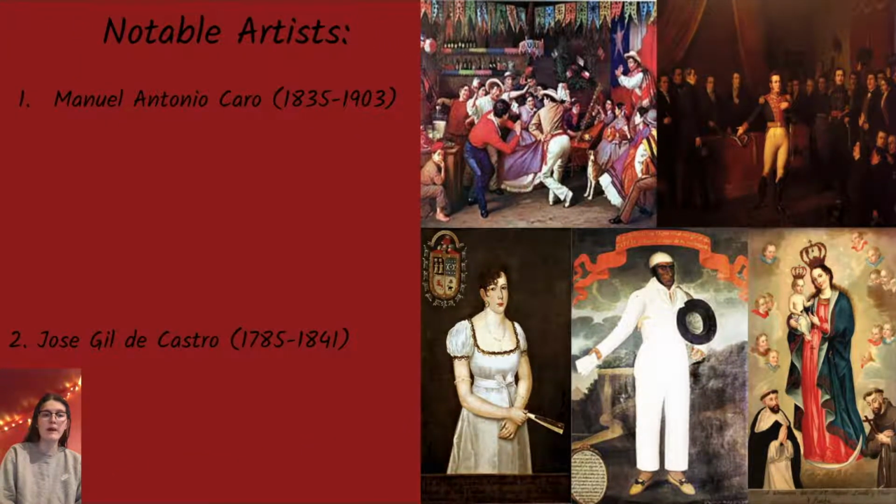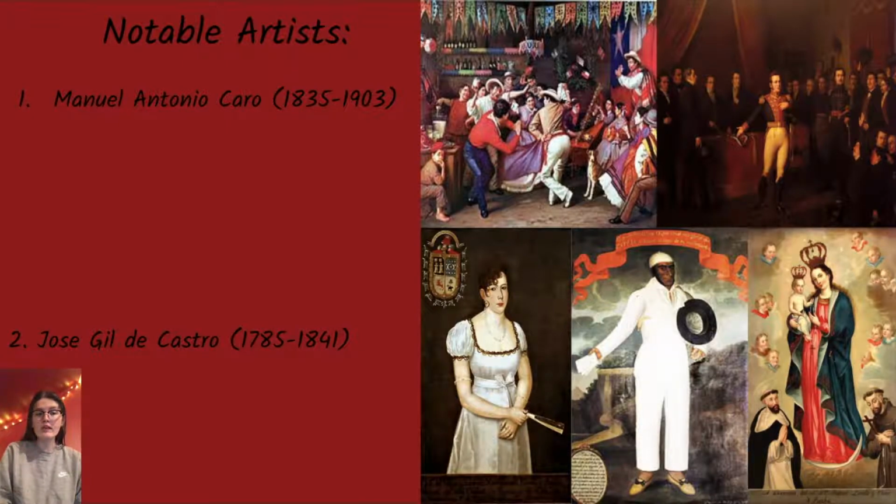First, we have Manuel Antonio Caro, who is well known for his painting Zamacueca, which is the picture here in the top left corner. He's considered to have introduced the costumbrista style of painting, which is a literary or pictorial interpretation of everyday life and customs, primarily in the Hispanic scene in the 19th century.